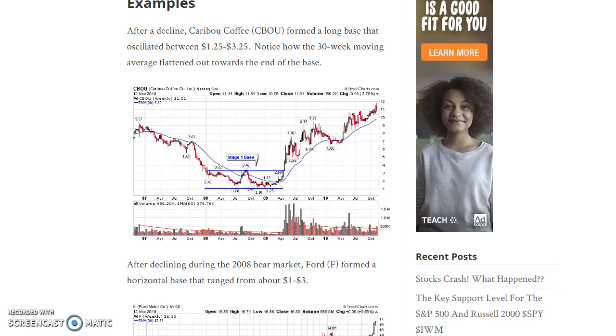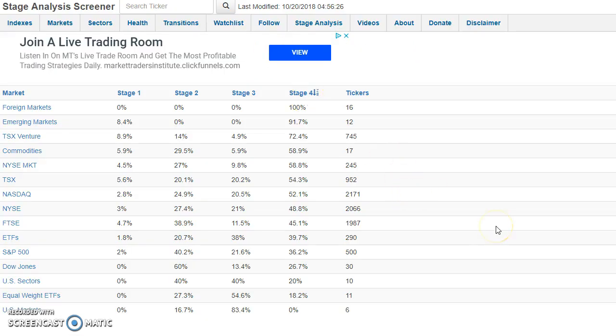So going back to the stage analysis screener, you can use this tool to really understand very quickly whether the market is healthy or whether we're getting into some serious trouble. And basically right now we're getting into some serious trouble.